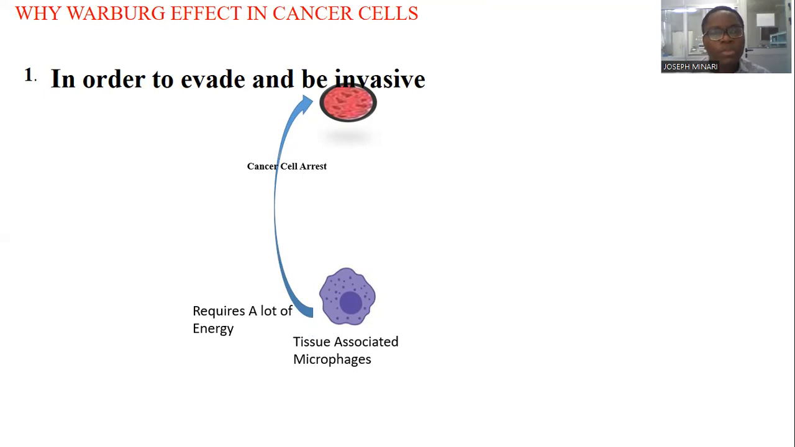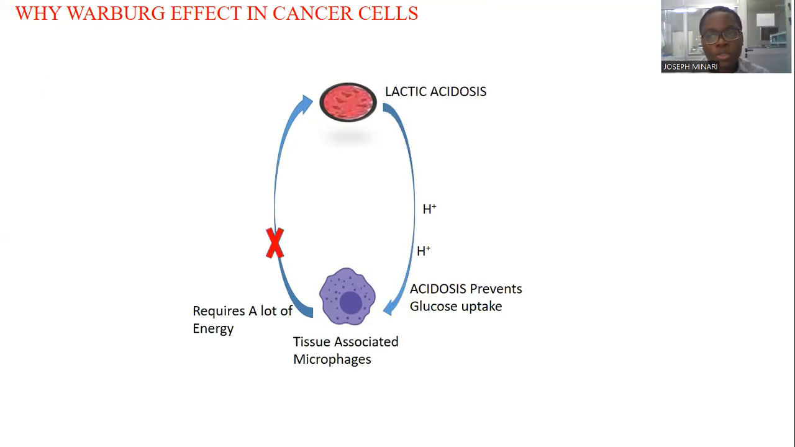But through the Warburg effect, because of the production of lactate, it leads to what we call lactate acidosis. And this helps in the generation of hydrogen ions. And this hydrogen ion prevents glucose uptake. And when glucose is not available for the tissue-associated macrophages, the energy that is required, because it requires a lot of energy, will not be available. And so it won't be able to carry out the work of arresting the cancer cells. And so this means that the cancerous cells will be able to evade and then be able to proceed to invade other cells in other organs in the body.